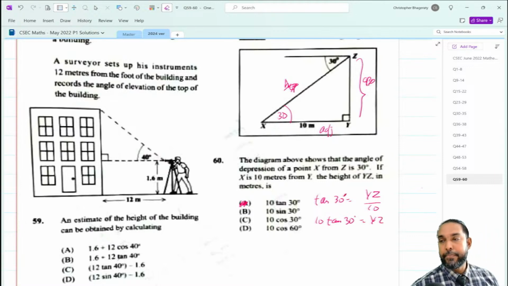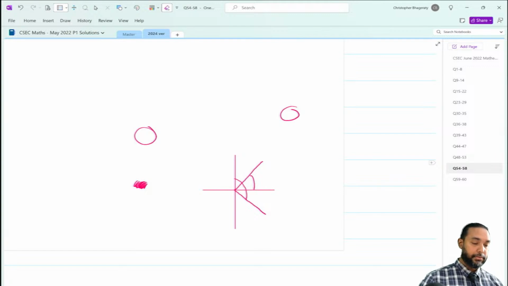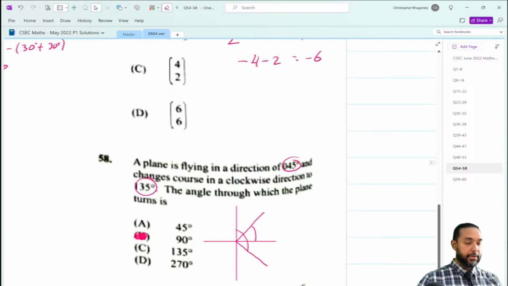Cool. 59. Give me 1 second. I want to go back to 57 for a second. 57.